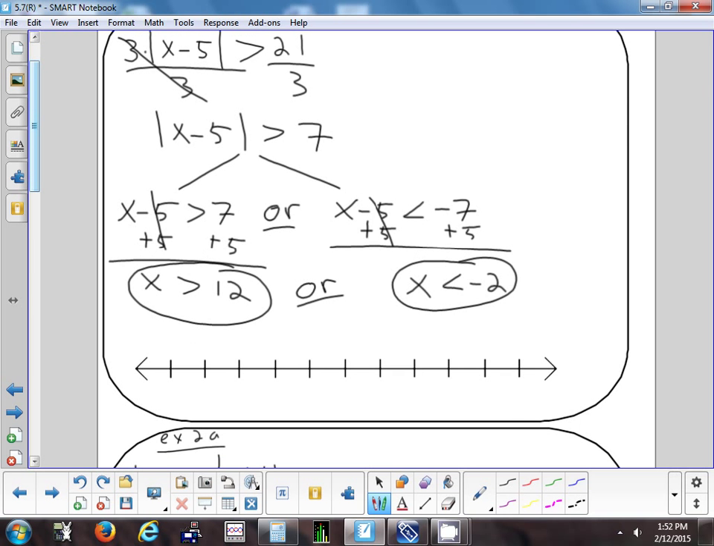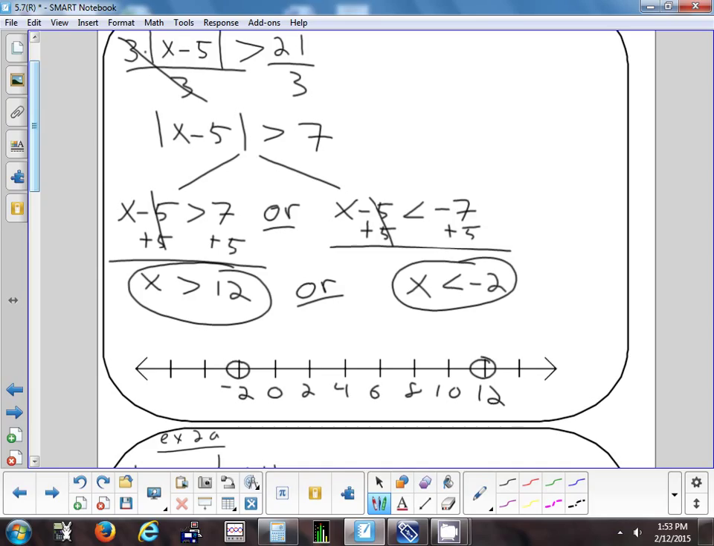Okay, what kind of circles are we going to use for both of these? Open. Yep, we're going to use open circles. What I'm going to do is number my number line by 2s so I don't run out of space. If you want to number by 2s, that's fine. Okay, what kind of circle? Somebody just said it. Open. Let's put an open circle on both.